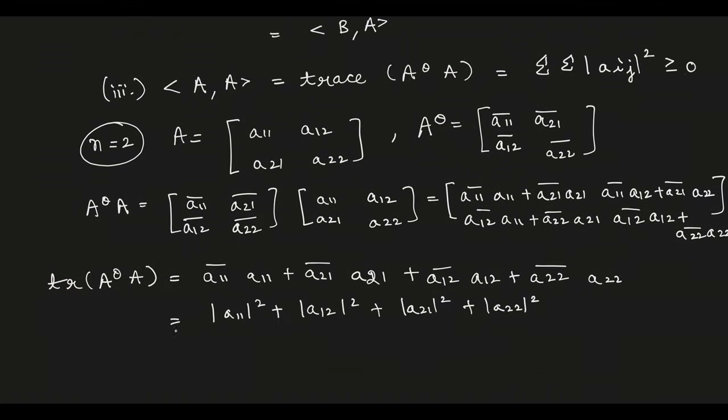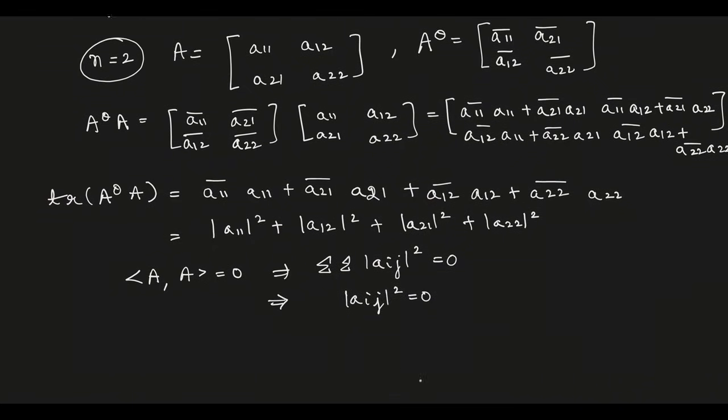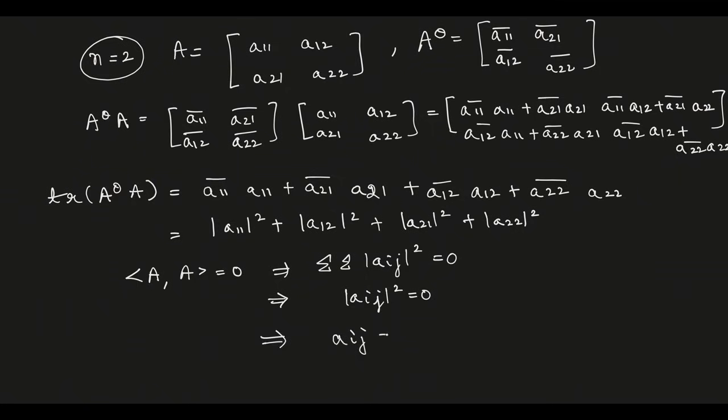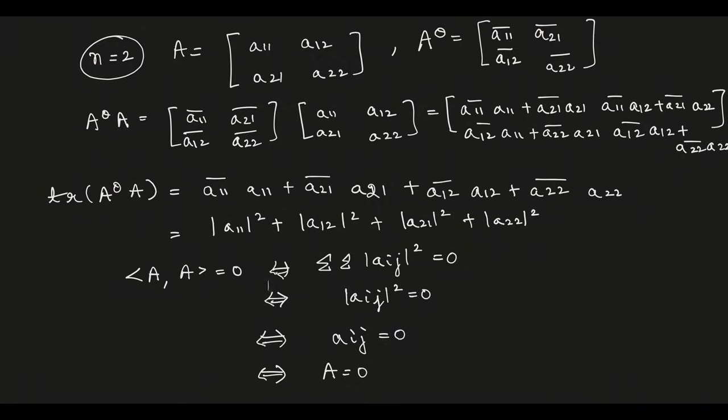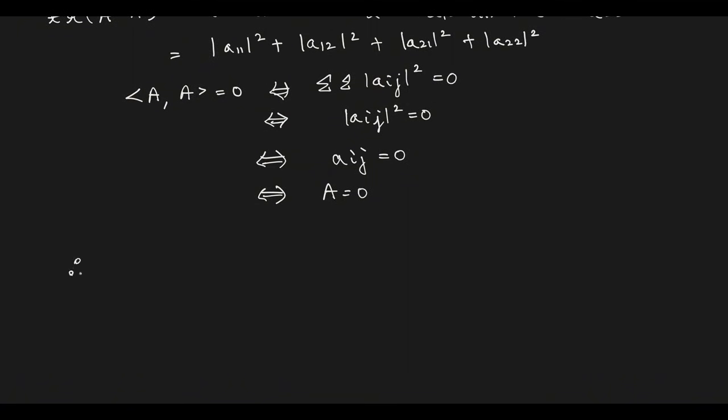And if I need to check inner product of a comma a is 0, this has to be 0, and this will be 0 if mod of aij square is 0. This means that aij is 0. If all the entries are 0, then it will be a 0 matrix. So third property is also verified. This is if and only if. Therefore, V with respect to this inner product is an inner product space.